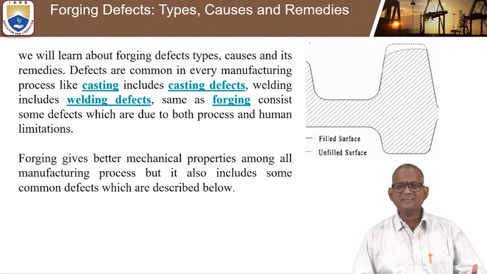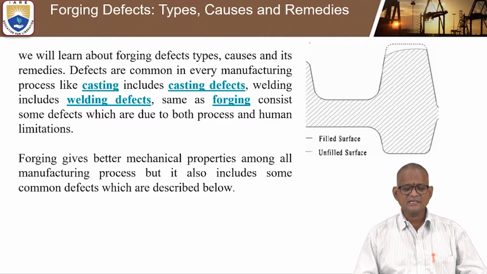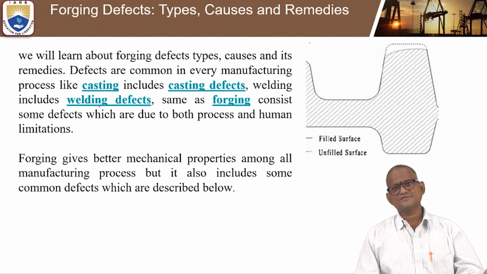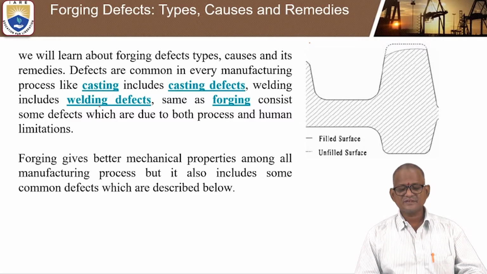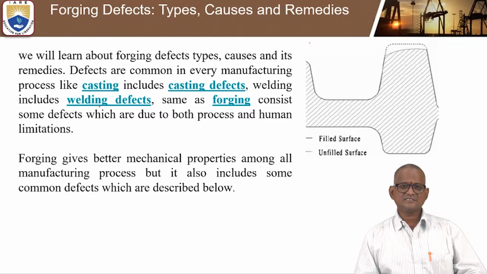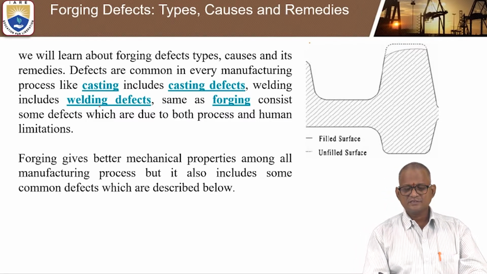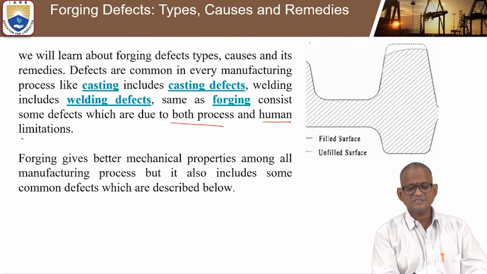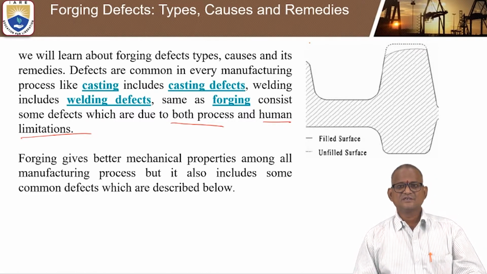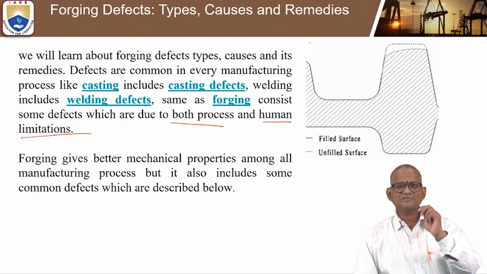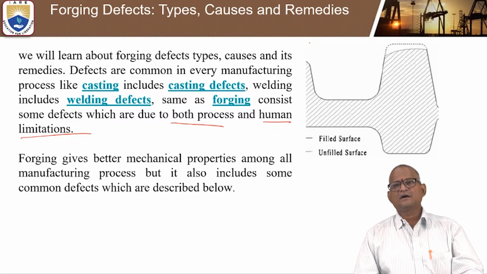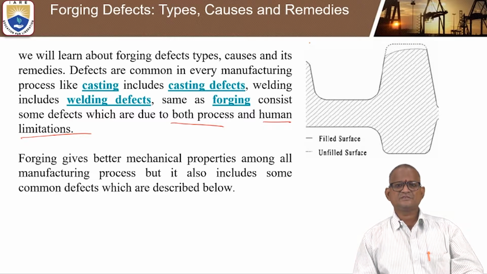Defects are common in every manufacturing sector, especially in the casting process, which includes casting defects, welding process, which includes welding defects, and at the same time forging, which consists of some defects which are due to both process and human limitations. Isn't it? Both the process and human limitations, we will call these forging defects. Now let us understand clearly how we can explain the forging defects, their causes, and how we are able to give the remedies.